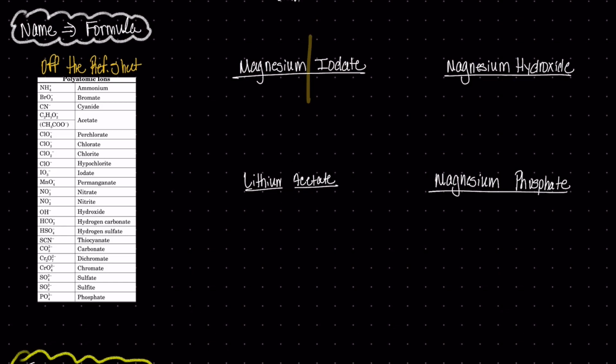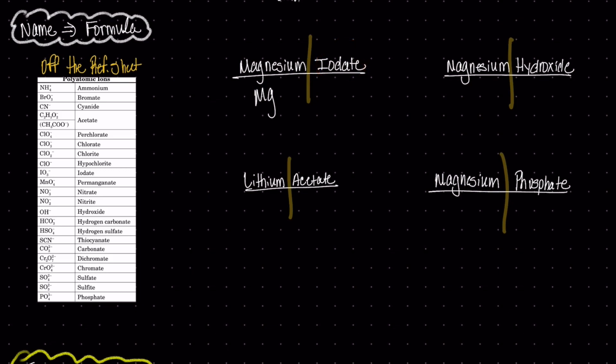Split it. I'm gonna go ahead and split them all. Save myself some clicking. Now, magnesium's chemical symbol is Mg. Then I got this iodate thing.